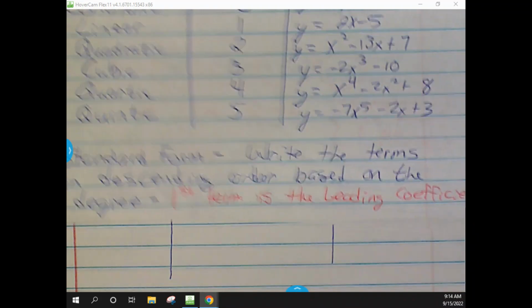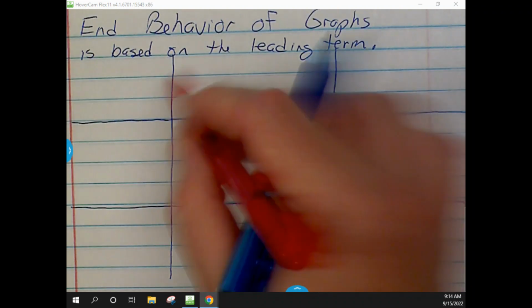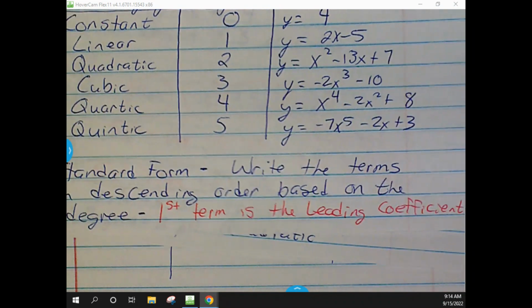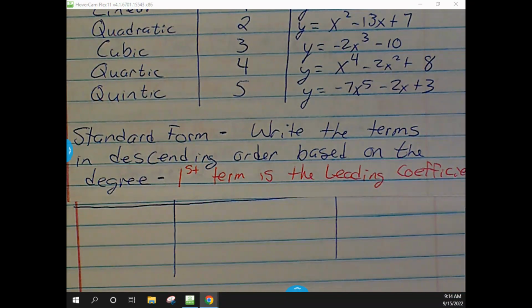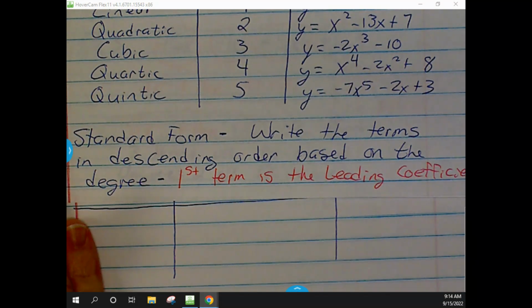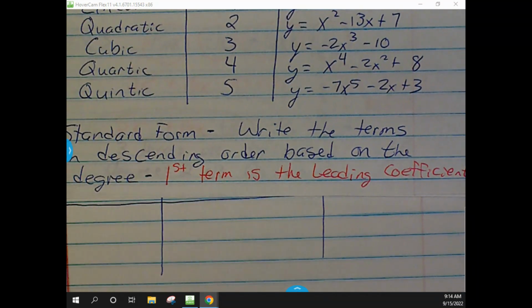If you don't have room to write it here, if you write it over here, that's fine. Just as long as you have it somewhere close to standard form. When we talk about standard form and you write the terms in descending order, the first term is what they call the leading coefficient because it carries all the weight. Basically, the degree and everything else that happens with that function or equation has a lot to do with that first term.